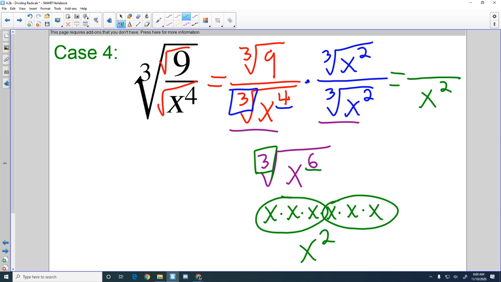Whereas all our other ones was just an x, because we were trying to get the exponent equal to the index. In this case, the exponent was already bigger, so we're going to have additional groups that we can make. In our numerator, since those are both cube roots, we can actually combine it and write it as a single cube root. So this will be the cube root of 9x squared.